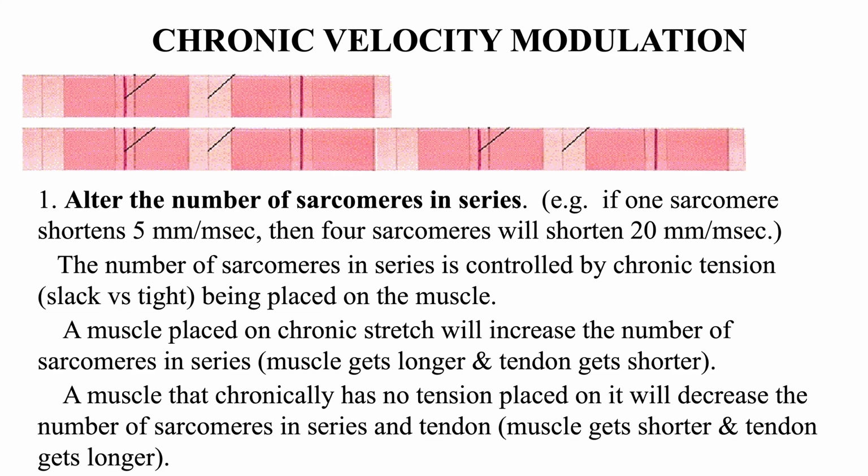It says a muscle placed on a chronic stretch will increase the number of sarcomeres in series. The muscle gets longer, and the tendon gets shorter. A muscle that chronically has no tension placed on it will decrease the number of sarcomeres in series, and the muscle gets shorter and the tendon gets longer.